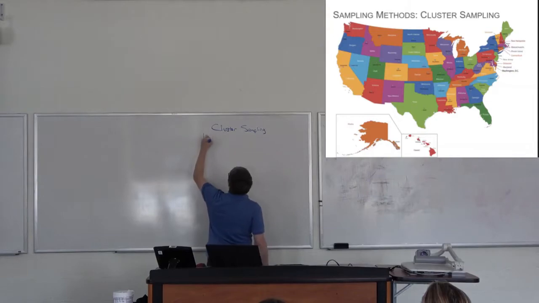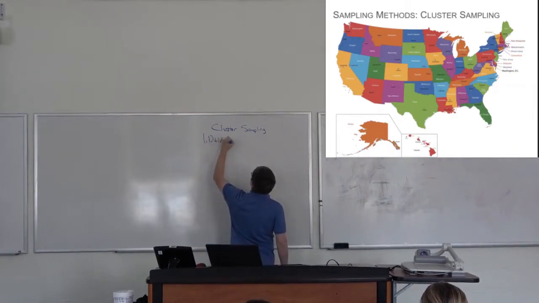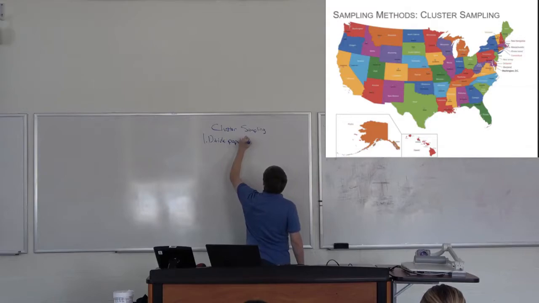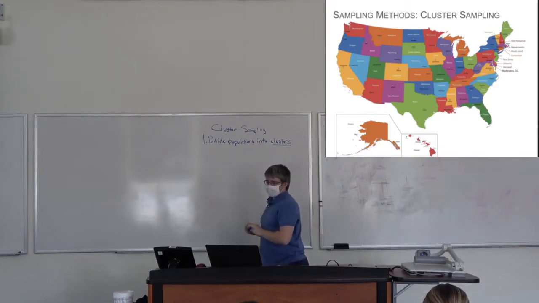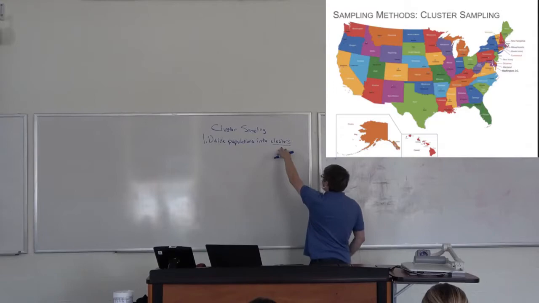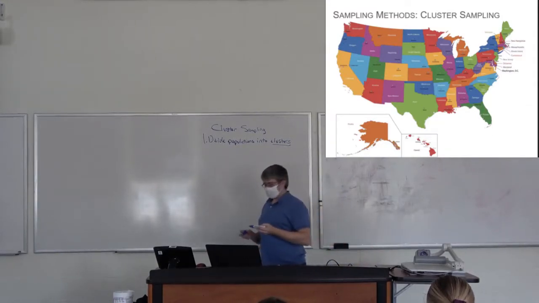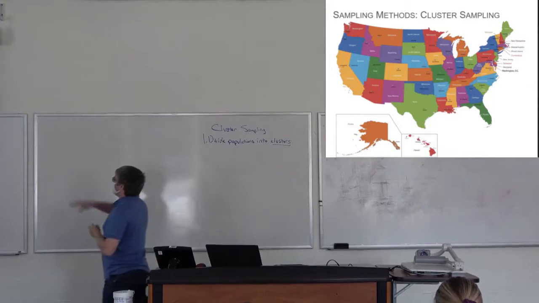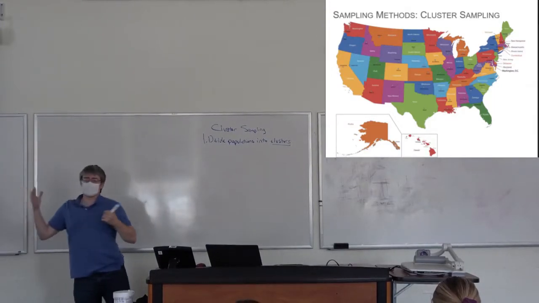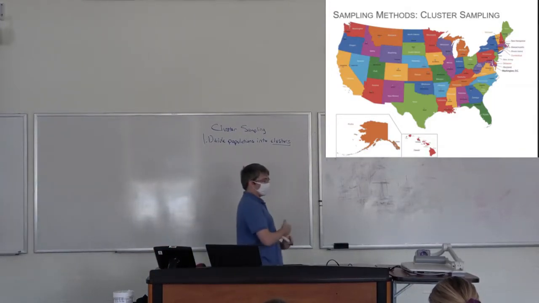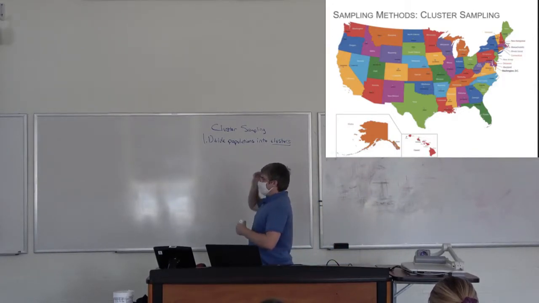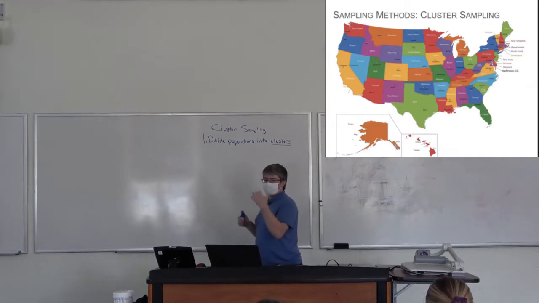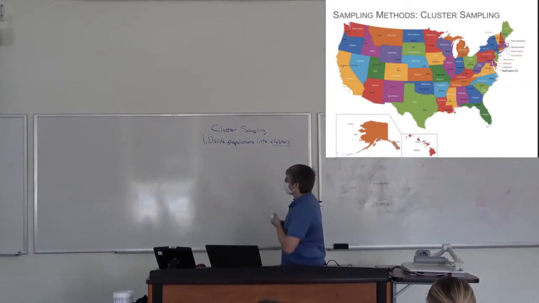So step 1: divide populations into clusters. And these clusters are pretty much a convenience for you. So suppose you lived in Pennsylvania, you could get clusters of each region. You could get southeast, northwest, southwest, northeast, midwest, and so on. And you could get a good sample from each of those general states.